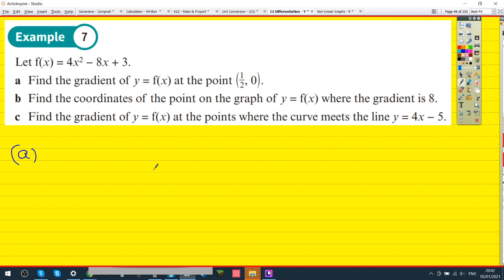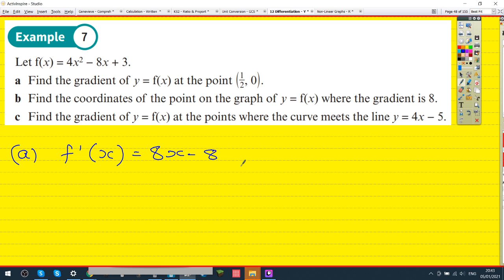So would you need to substitute... wait, no. You get the derivative of f(x) first. It's called f dash of x. So different names depending on if it's y or f of x. So it'd be 8x minus 8. Is that all? Yep.